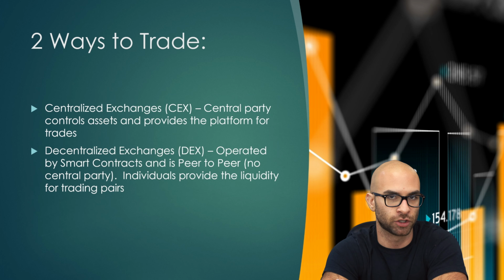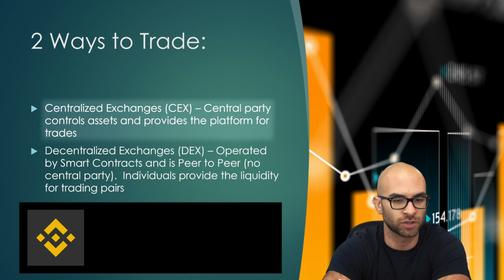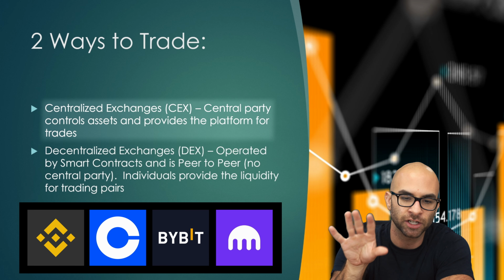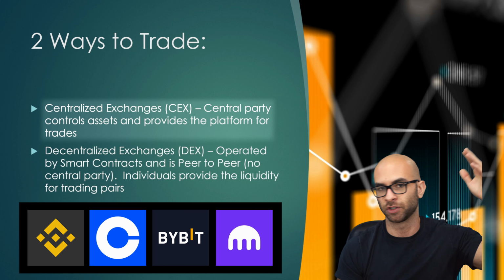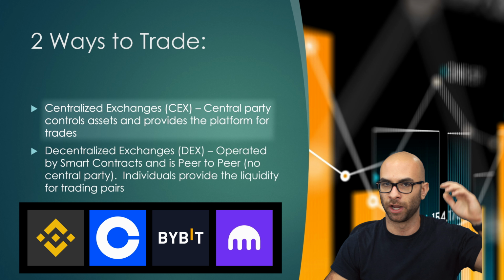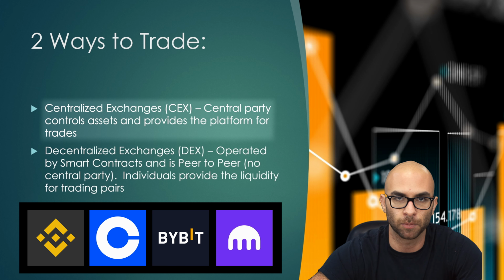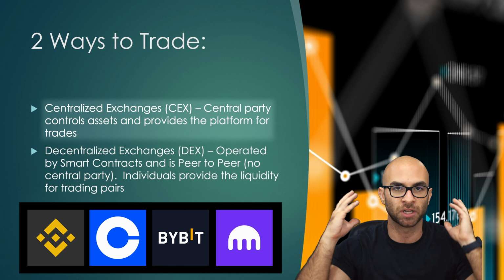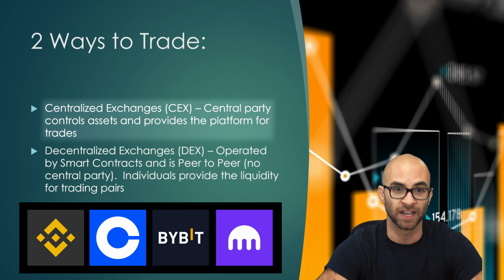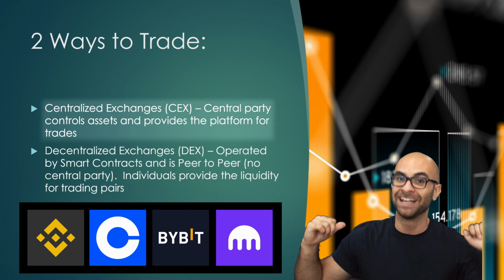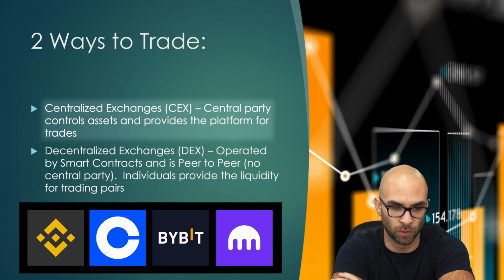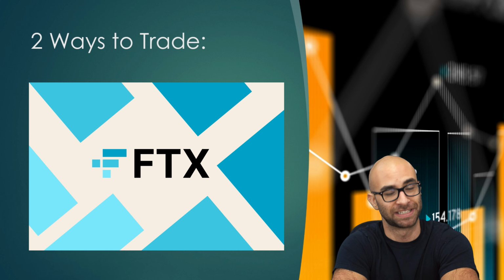Now, there's two main ways to trade in crypto. You have the centralized exchanges, which have some sort of central party. They control the assets, and they provide the platform for all these different trades to happen. So if you're swapping from USDC to Bitcoin or Bitcoin to Ethereum, they're the ones that are providing all of these trades. People deposit into these centralized exchanges, and you hope they keep a balance sheet so that if a lot of people try to withdraw Bitcoin, they can actually afford to do those different withdrawals. Cough, cough, FTX was not able to do this.